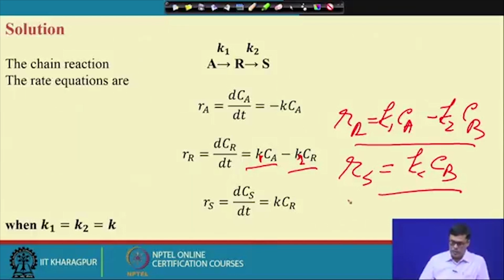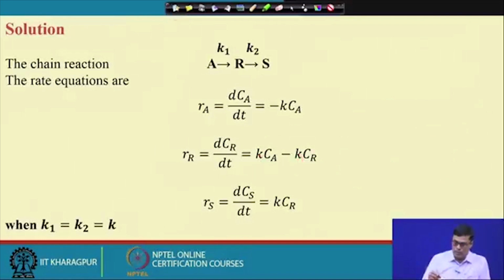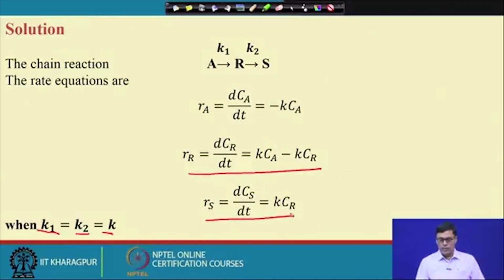Now, the reason it has been written that K1 equals K2, finally it looks like this. The final equation looks like this, because K1 equals K2 equals K. If we assume that, then the equation will come like this. Then we can write the overall reaction like this.